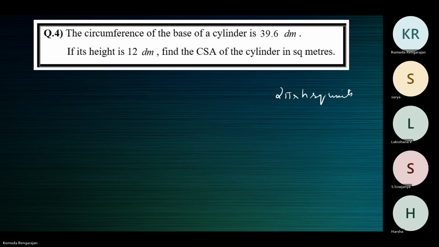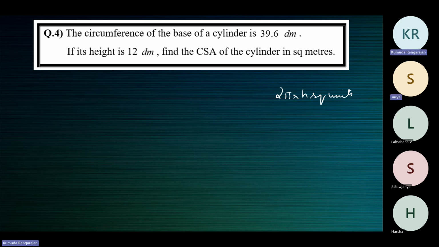What is the value of H? 12 dm. The value of H is 12. What's the value of R? The value of R is 39.6. That's not the value of R. That's the circumference of the base of the cylinder.